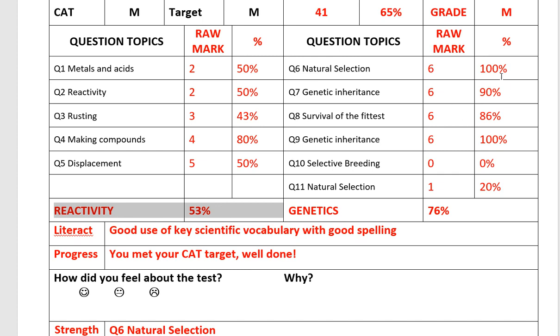However, when you look at the questions, question 6 and question 9 were clearly the best questions, whereas question 10 and 11 were their worst questions.